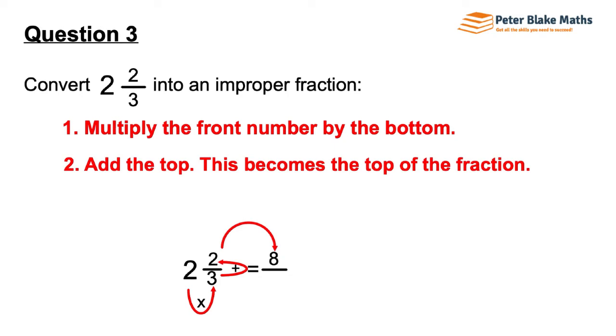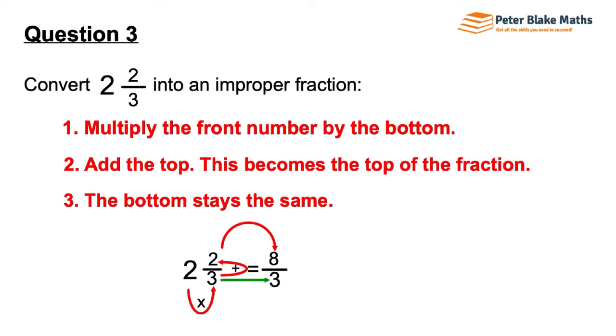So 2 times 3 became 6, we plussed the 2 to make 8, and that became our top number. The bottom number stays the same. In our mixed numeral we had a 3 on the bottom of the fraction part, and that stays the same here, so the improper fraction has a bottom of 3 as well. So our final improper fraction from 2 2/3, we get 8/3.